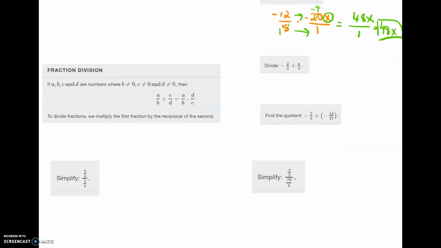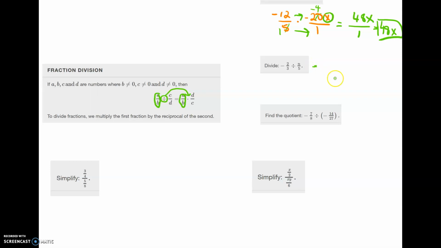Now, I do have a few examples with fraction division. And what we need to remember with fraction division is that that first fraction is always going to stay the same. And I can rewrite the division as a multiplication problem by flipping the second fraction. So notice if I flip the position of C and D, I can rewrite it as a multiplication problem. So let's practice doing that.